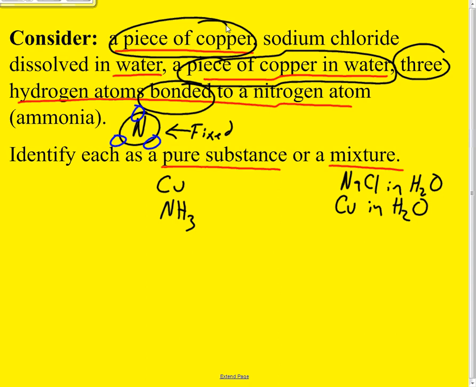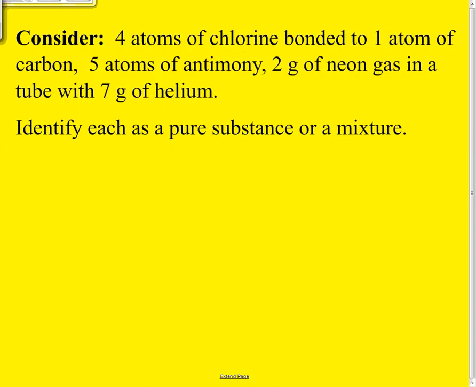All right. I know that's a little tough because we're just getting to the idea of chemistry, and sometimes it's hard to tell if something is a pure substance or a mixture, but I think you can have an idea. So let's give it a shot and see if you can do this on your own. Here we go. Consider 4 atoms of chlorine bonded to 1 atom of carbon. Next, consider 5 atoms of antimony. And finally, think about 2 grams of neon gas in a tube with 7 grams of helium. Which of these is a pure substance and which is a mixture? Okay, I'll give you about 30 seconds to figure this one out.